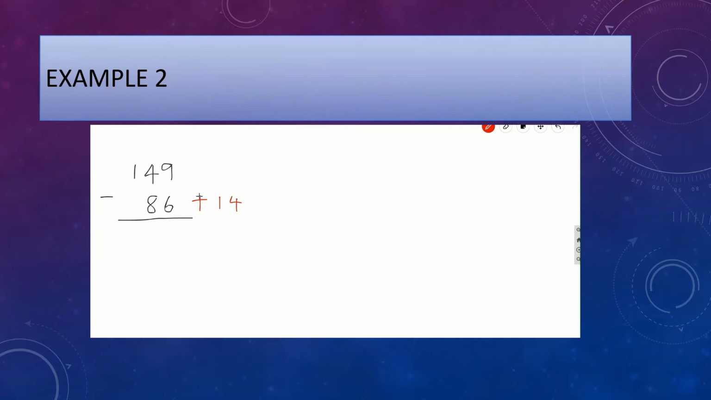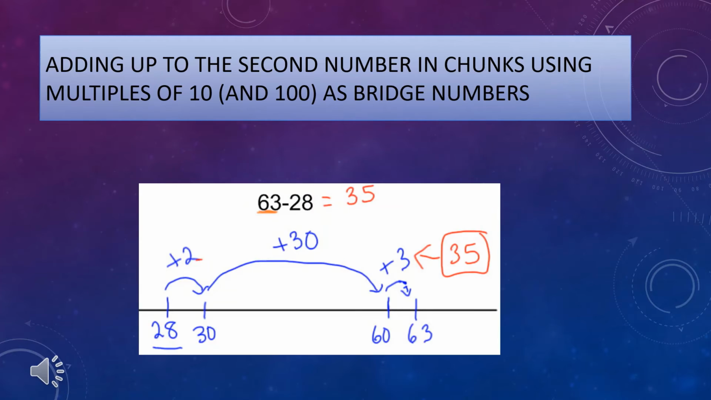What we did to one number, we have to do to the other number because it should be the same. So we are going to add 14 to the top number too. When we add 14 to the numbers, now we have 149 plus 14 is equal to 163 minus 86 plus 14 is 100. So our answer is 63. No regrouping needed.